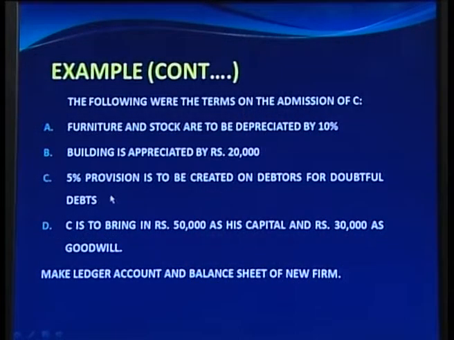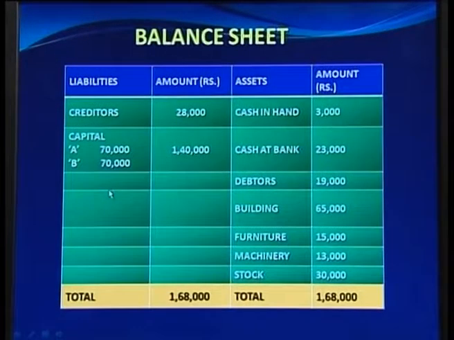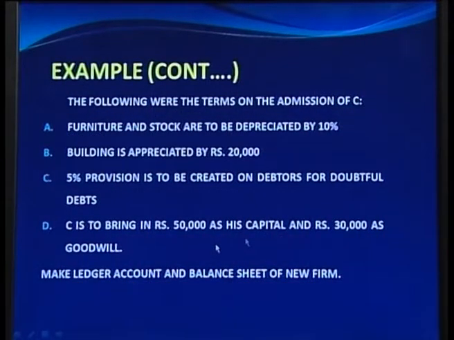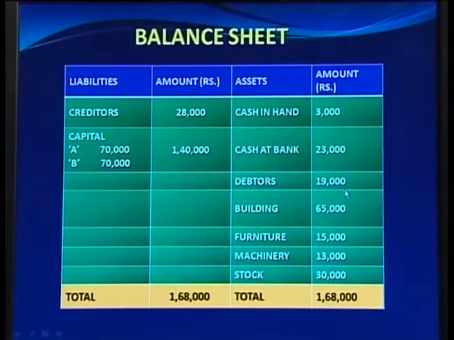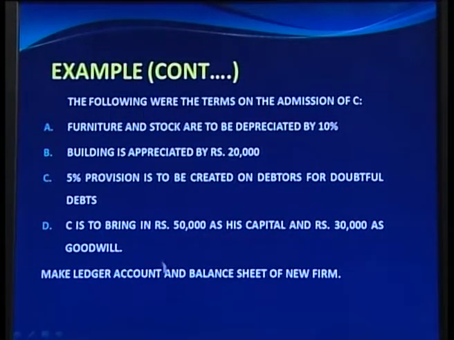5% provision is to be created on the debtors for doubtful debts. Let us see the debtors. It is 19,000. So its 5% would be 950. C is to bring in rupees 50,000 as his capital and rupees 30,000 as goodwill. So bank account would increase by 80,000. So current bank account is 23,000. So the new figure will come as 1,03,000. And we have to pass the relevant entries where the goodwill is being brought in cash. This goodwill of 30,000 is again to be distributed to the existing partners in their existing ratio. So our question says that make ledger accounts and balance sheet of the new firm.